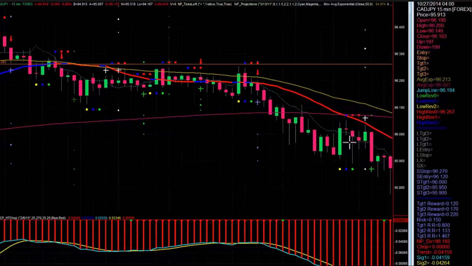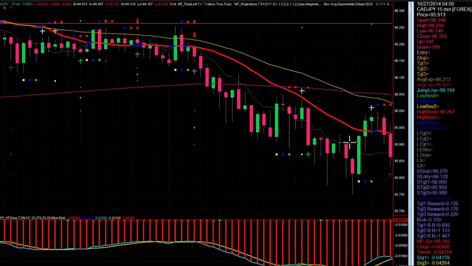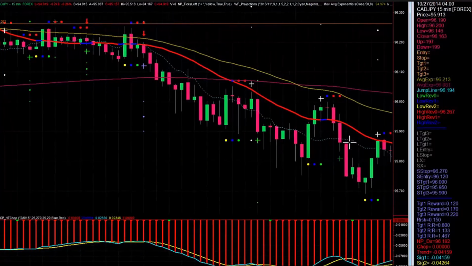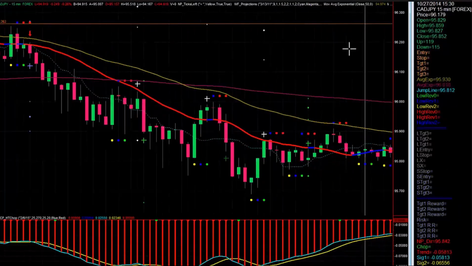So you can see how powerful that is. CAD yen, I don't know if you'd want to trade it during the US session or not. You could test it and see, but I think you're good to go with the Asian session and the Euro session. I just went to any random old day. Let's look at one more day.